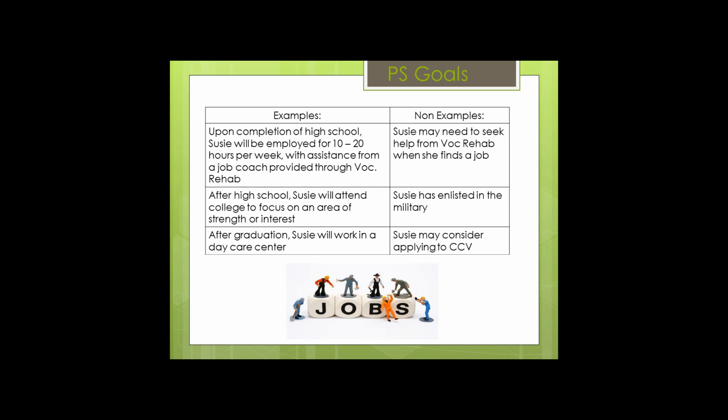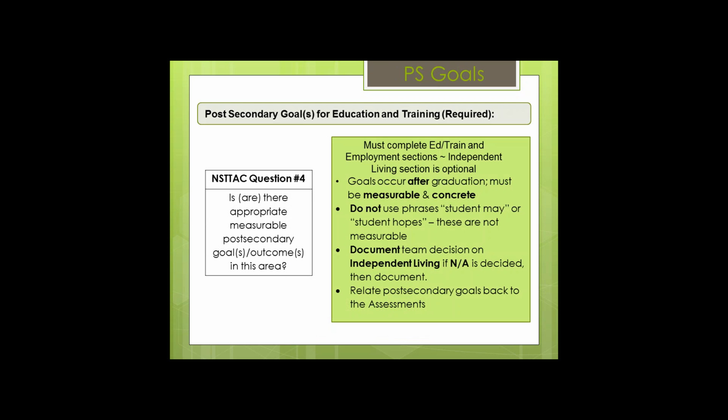John, can you go back one slide? What I want to point out here is that under this section, the education and training post-secondary goal and the employment post-secondary goal are required. For some students, independent living can be not applicable, and so what we ask you to do in that particular section is just put an NA there. It tells us the team looked at that particular area or decided that particular area didn't apply to this particular student. That's the only section where you can put an NA.